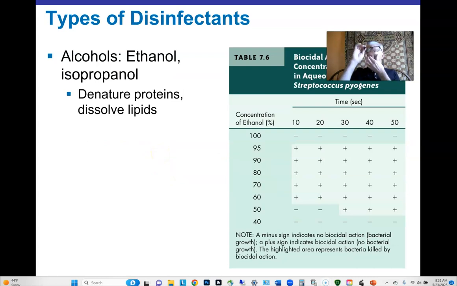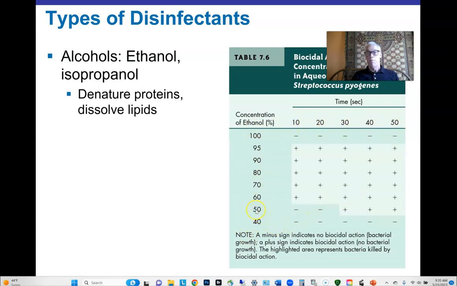Alcohols. I'm sure you've heard of 70% alcohol or 90% alcohol. You can disinfect quite well with alcohols. They dissolve the plasma membrane, the phospholipids, and destroy the microbes. Here you can see different concentrations of ethanol and mixtures of ethanol with water and how well they do at disinfecting in a period of time.